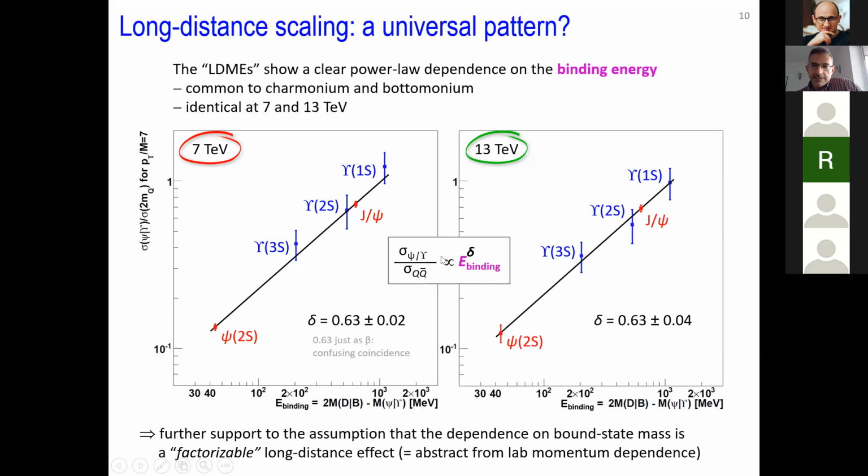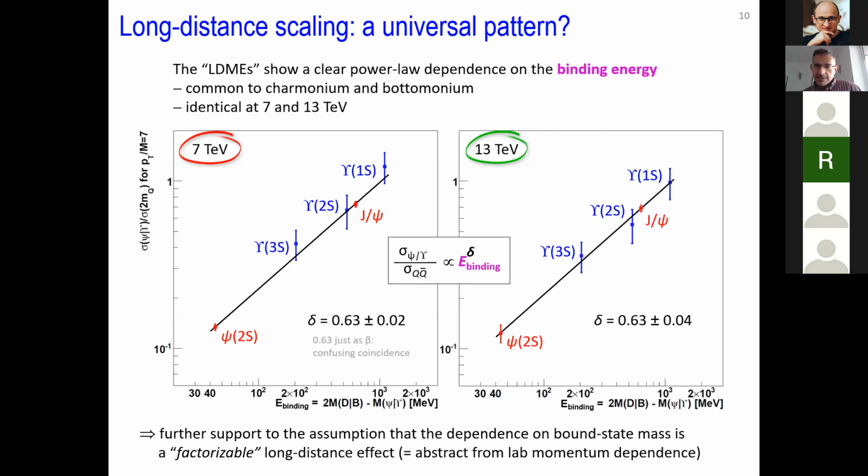We can parameterize this ratio of quarkonium cross section over QQ bar cross section as a power law in the binding energy. This exponent delta, when it's fitted independently, always gives the same result, 0.63. This is a nice confirmation of the fact that the dependence on the bound state mass is a purely long distance effect, which is completely factorizable from the momentum dependence of the cross sections in the laboratory. And we will use this as our baseline for pp production.